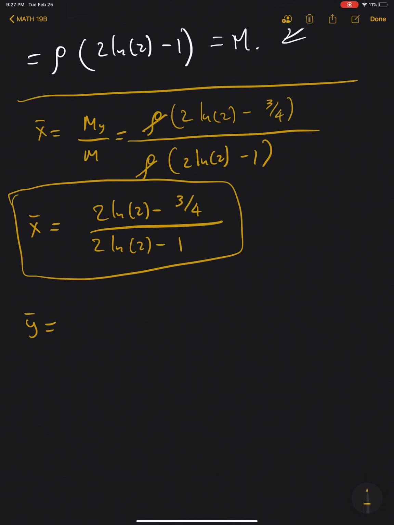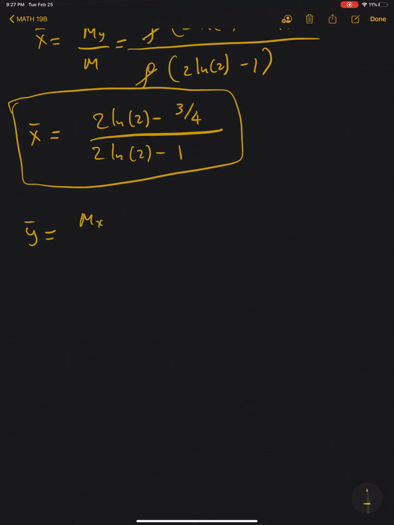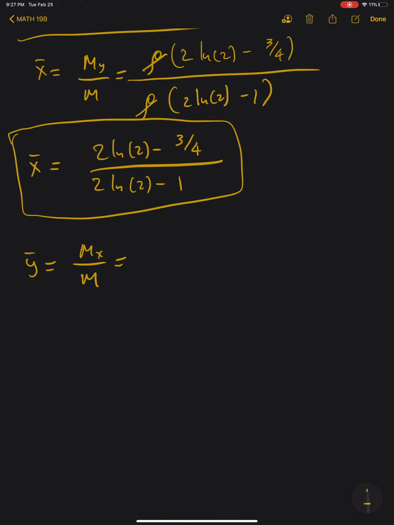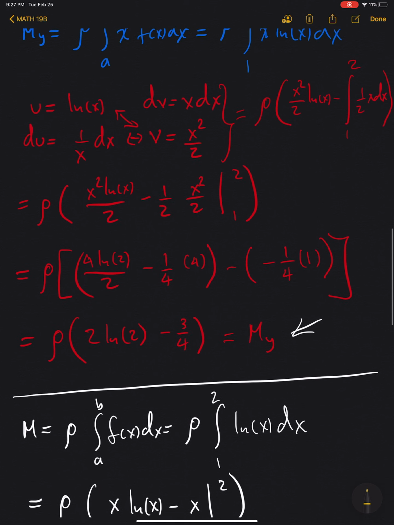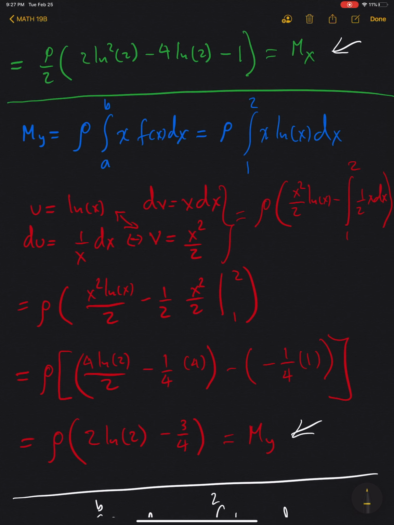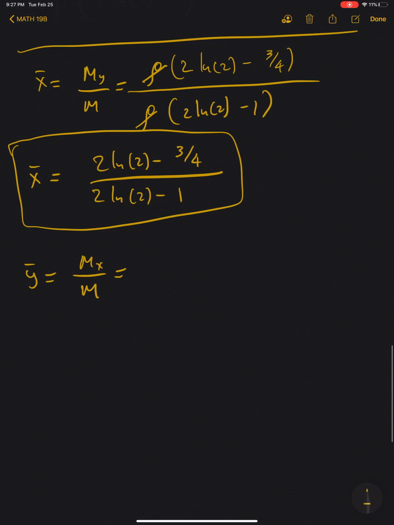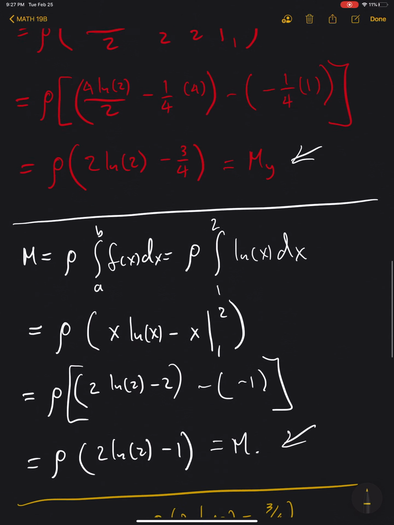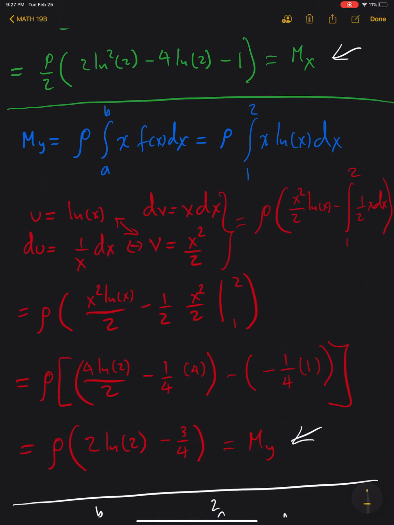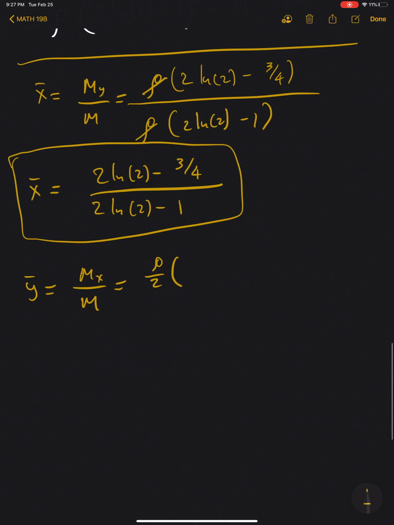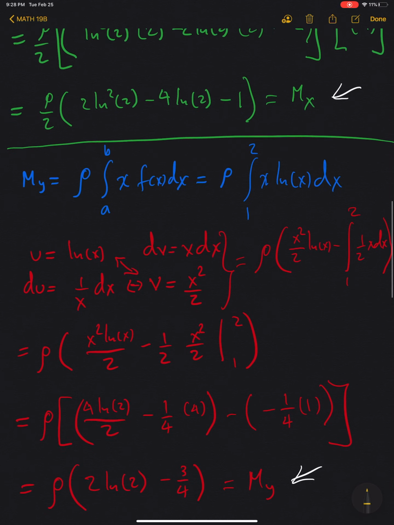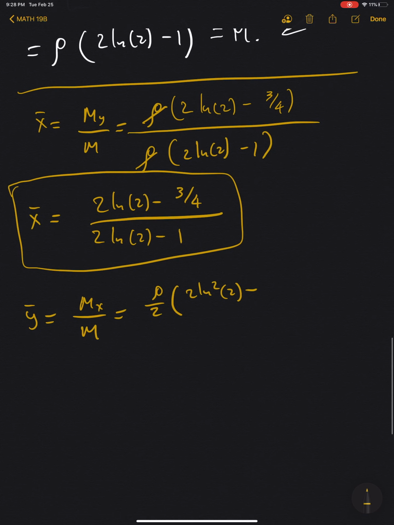Then the second coordinate, the y coordinate, that will be our x moment over m. Remember that the moments are flipped, so the y coordinate goes with the x moment and the x coordinate goes with the y moment. So this becomes the x moment, which we have here on top. That is rho over 2. So this will be rho divided by 2, then multiplied by 2 natural log of 2 squared minus 4 times the natural log of 2 minus 1.